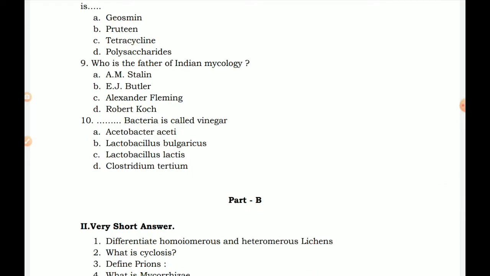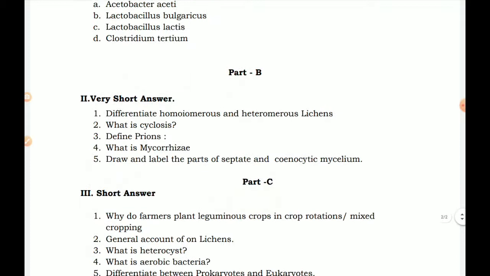Who is the father of Indian mycology? Mycology means study of fungus. Dash bacteria gives vinegar. Part B.